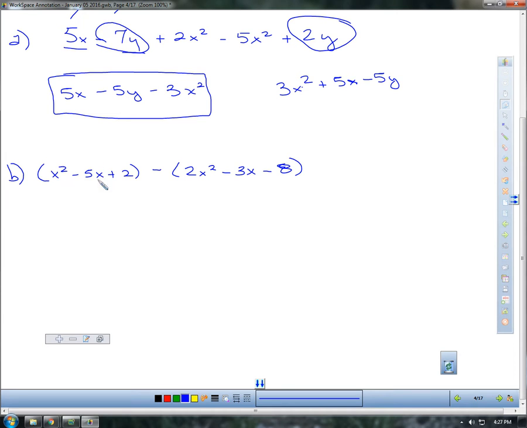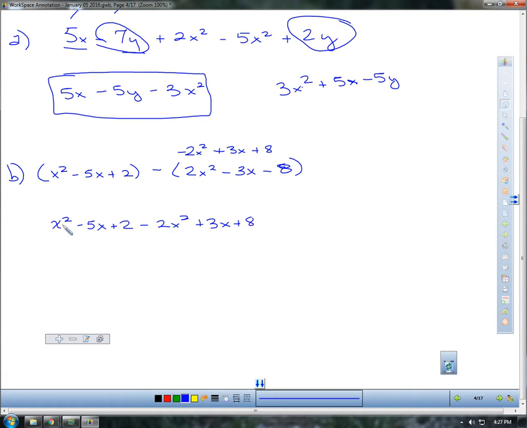Okay? You can also have a problem that looks like B, where I have this whole polynomial, a trinomial, because it has 1, 2, 3 terms, subtracted by another trinomial, 1, 2, 3 terms. So what I would do in this situation is I would go ahead and drop the parentheses from the first, x squared minus 5x plus 2. Now, this subtraction sign means I'm subtracting this whole polynomial. So the easiest way to go about it is to change the sign of everything in the parentheses behind it. So just like that. So we'll have minus 2x squared, plus 3x plus 8.